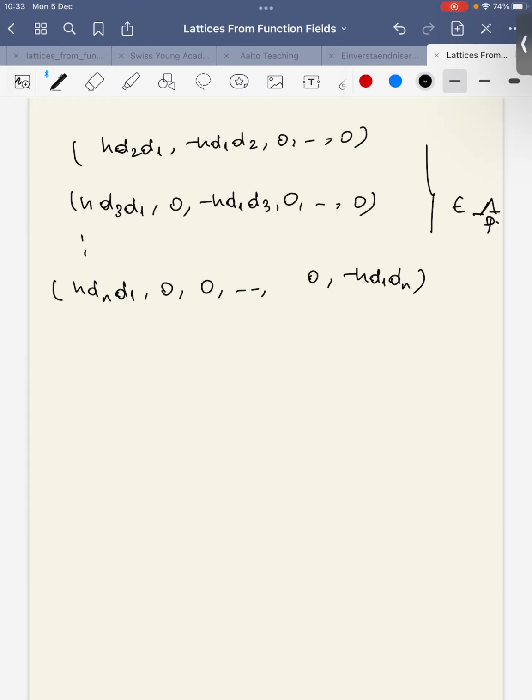So here we have in total n minus 1 vectors, and it is going to be your exercise question to show that these are linearly independent over R. So that means the rank of our function field lattice is n minus 1.